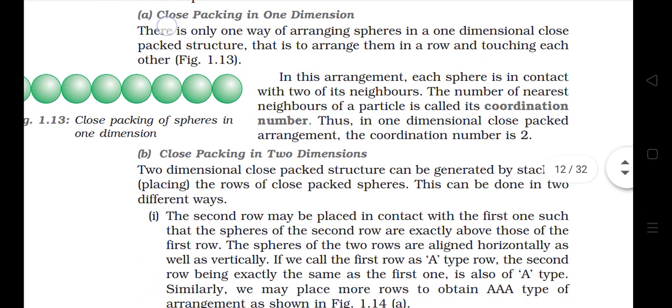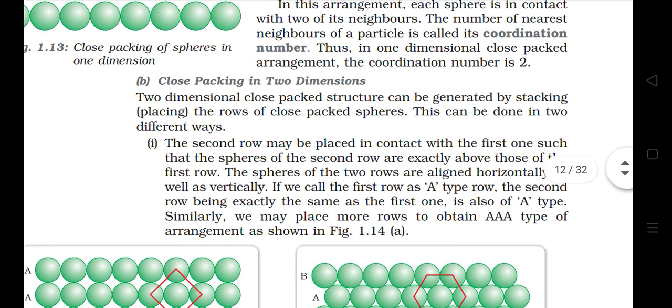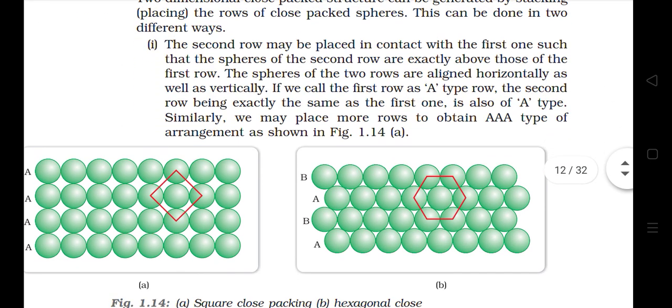Close packing in 2 dimensions. The 2-dimensional close packed structure can be generated by stacking the rows of close packed spheres. This can be done in 2 different ways. The second row may be placed in contact with the first one such that the spheres of the second row are exactly above those of the first row. The spheres of the 2 rows are aligned horizontally as well as vertically. If we call the first row A-type, the second row, being exactly the same as the first one, is also of A-type. Similarly, we may place more rows to obtain the AAA type of arrangement as shown in figure 1.14a.